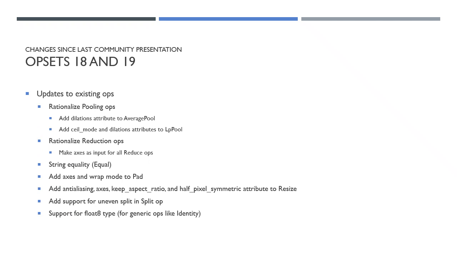Apart from the new ops, there have been some updates to existing ops. The pooling ops have been made uniform by adding some attributes to specific pooling ops that didn't support them. Similarly, reduction ops have been made uniform by making axes an input to all of these ops. The equal operator has been extended to support string equality. Pad and resize ops have been extended to support some new attributes, particularly motivated by pre-processing for images. The split op supports an uneven split. And generic ops like reshape have been extended to support the new float8 types.